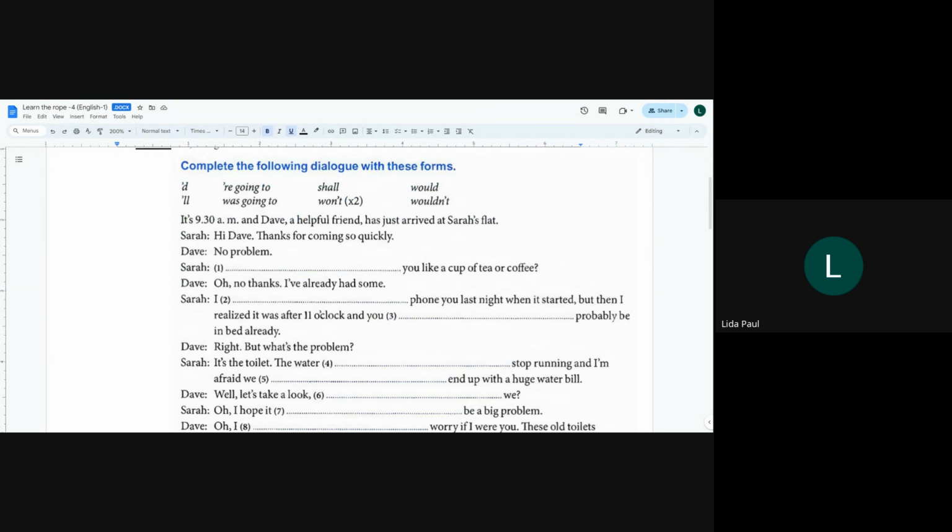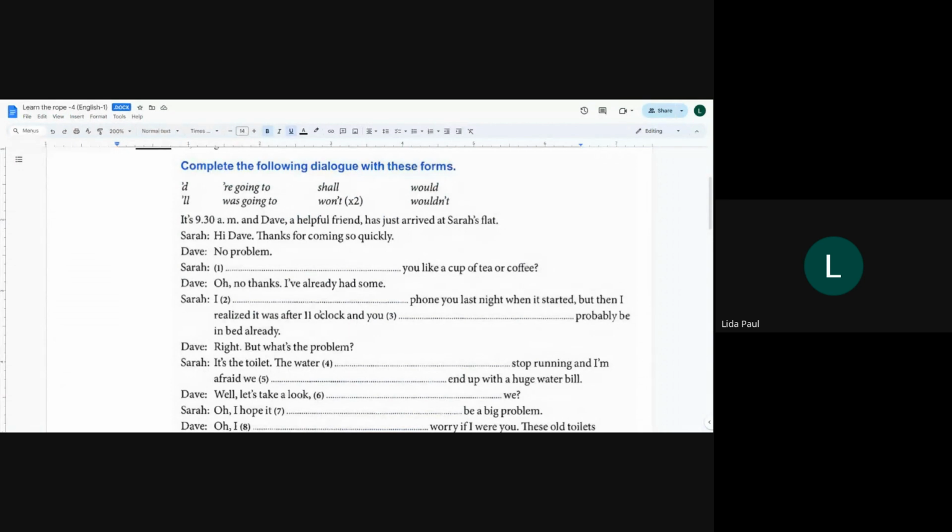And you dash probably be in bed already. Now if you look at the options given here, you have two places where you can use the option won't, since it says cross two, which means you can use it twice. And for would, you have one full word, and you also have the apostrophe D, which also shows would. It's a short form. So you can use would twice, once in its full form and once in its short form. What would be the blank here? It would be the apostrophe D. You'd probably be in bed already. So I was going to phone you last night when it started, but then I realized it was after 11 o'clock and you'd probably be in bed already. That apostrophe D is would only. It's a short form of would.